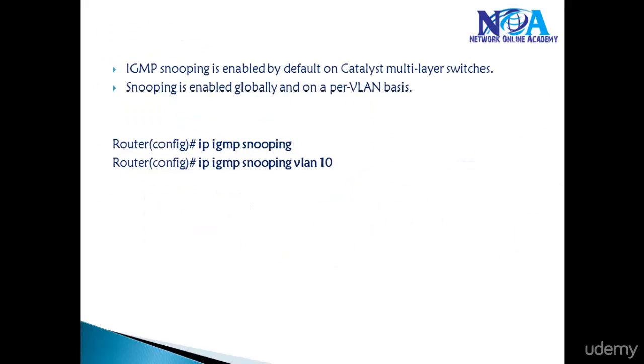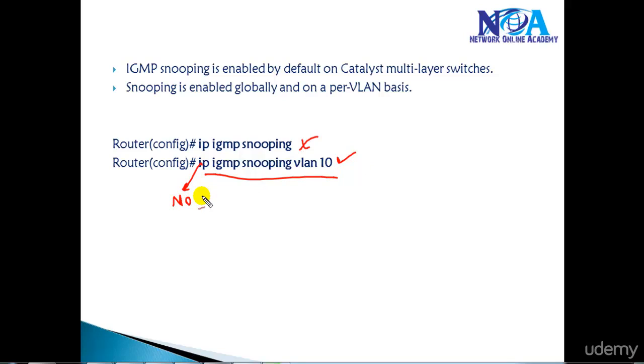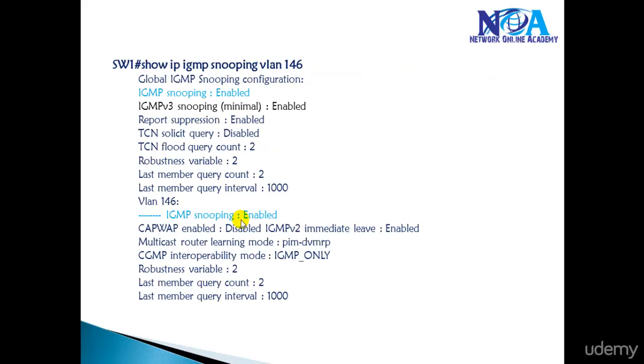This IGMP snooping feature is enabled by default on the Cisco Catalyst switches. If you want to specifically enable it, we can use a command called ip igmp snooping, or we can even enable it for a specific VLAN. If you want to disable this feature, which is probably something we don't want, you can always use the no command before that. And for verifying, we can always use the command show ip igmp snooping for the VLAN or for the interface. You will see IGMP snooping is enabled.